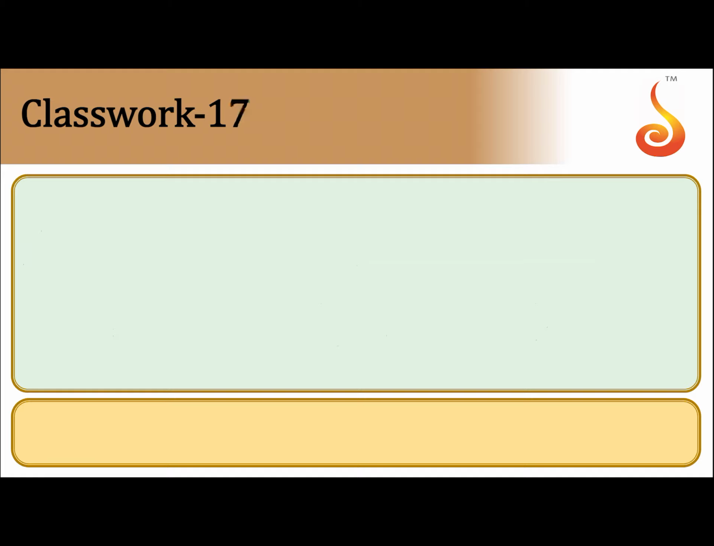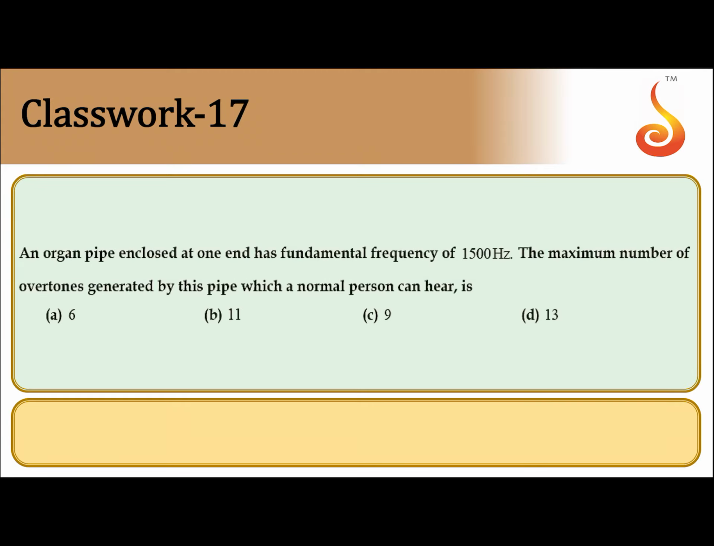Example 17. An organ pipe enclosed at one end has fundamental frequency of 1500 Hz. The maximum number of overtones generated by this pipe which a normal person can hear is.